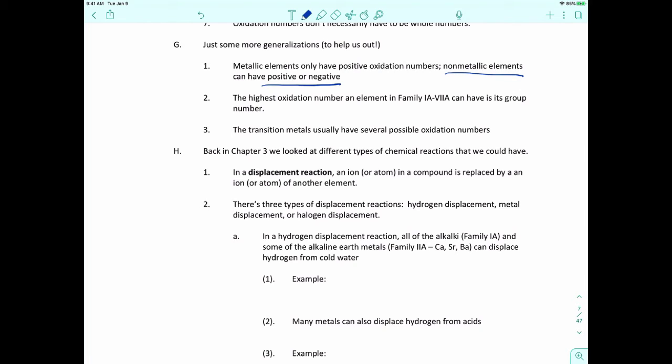Number 2, the highest oxidation number an element in family 1A through 7A, so any of the main group or representative elements, can have is its group number. So if you're in family 7A, the highest oxidation number you can have is +7. Number 3, the transition metals usually have several possible oxidation numbers. And that's very true. So it could have a +1, +2, +3, +4, depending on what's going on.